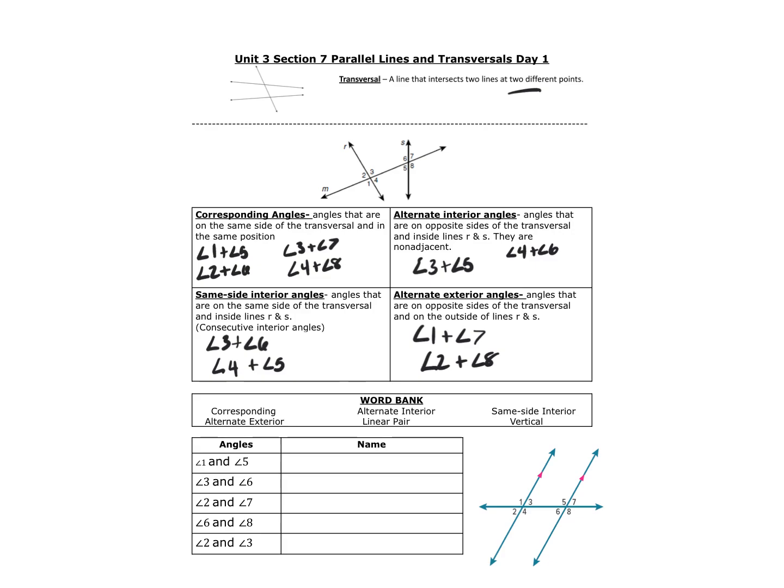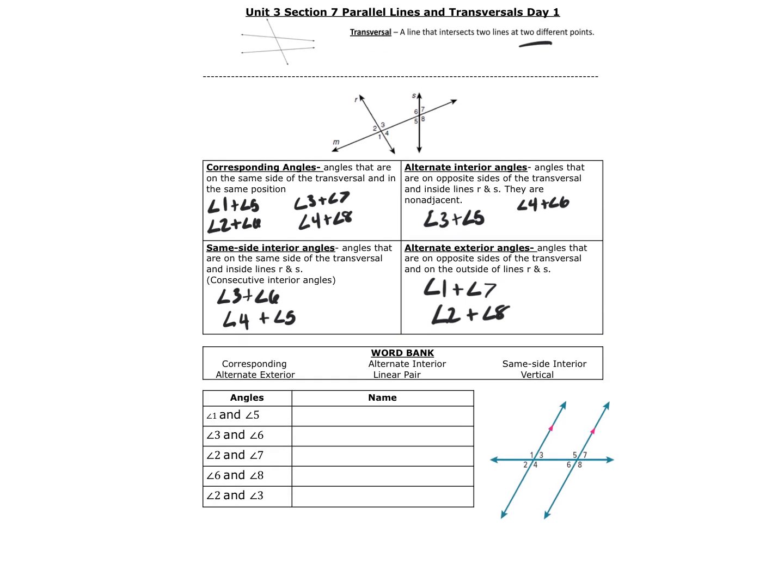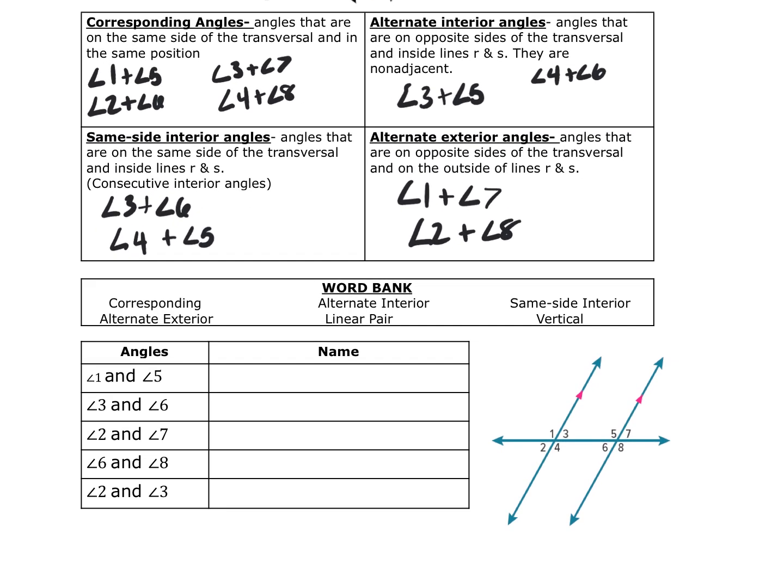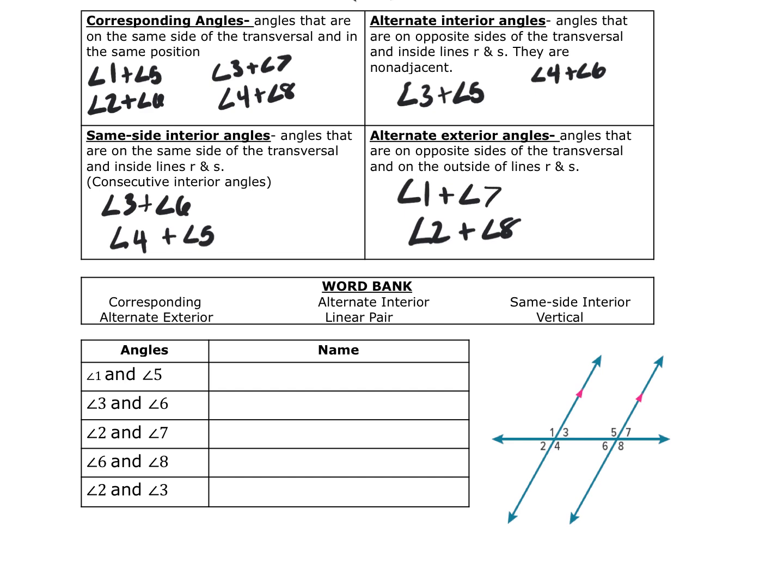All right, so at the bottom of the page here, we've got some examples. So angle 1 and angle 5, I'm going to highlight those red. You see that angle 1 and angle 5 together form corresponding angles.